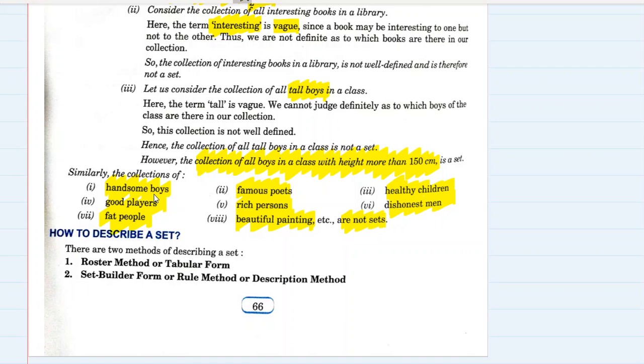Okay. How to describe a set? See, there are two methods for describing a set. Number one, roster method or tabular method. Number two, set builder form or rule method or description method. I'm going to teach you both the techniques. So we are generally going to identify them by the name of roster method and set builder method. Okay.